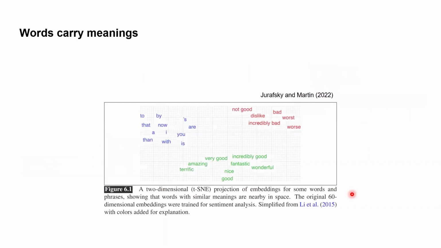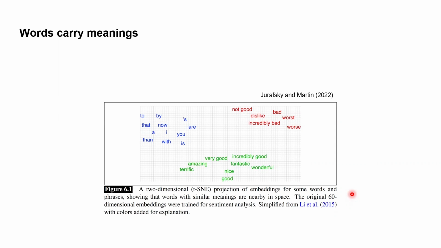Words carry meanings. It will be something like this. Similar words with similar meanings will be put together here like this. These are all kind of functional words. These are very good, incredibly fantastic, terrible, terrific, not terrible. Here are all words with kind of negative meanings. So we are treating them as meanings. How do we get this? We will get there.